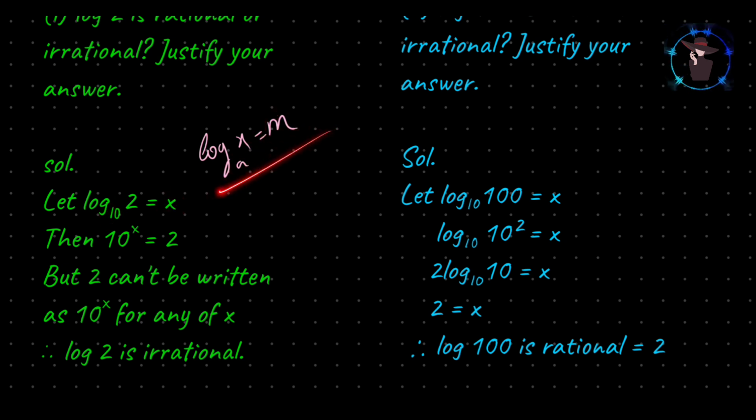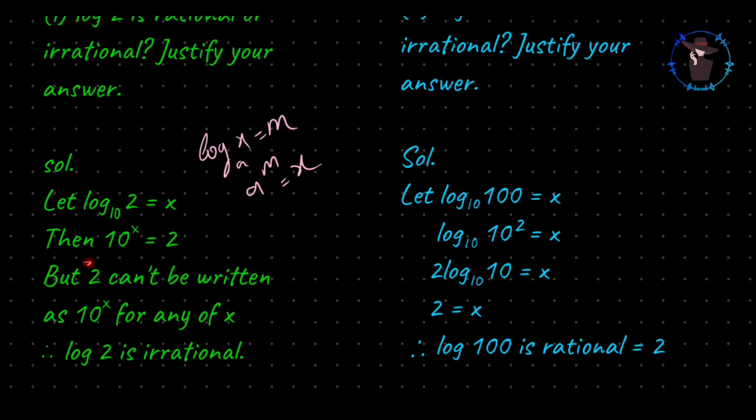So what's the formula of this one? It is a power of m equals x. So what's in place of a? We have 10. So 10 power of, what's in place of m? We have x. 10 power of x. What do we have in place of x here? In place of x we have 2. So 10 power x equals 2.